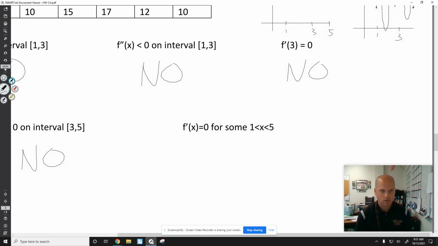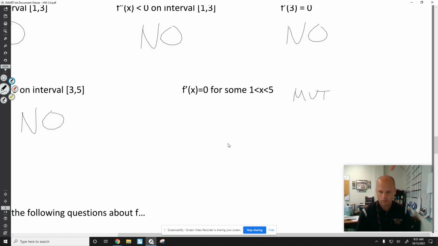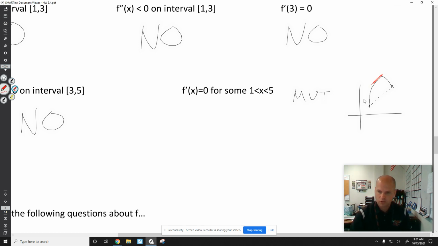You guys know the mean value theorem? This is a nice little review of lesson one, and this is getting ready for your test questions. The mean value theorem said if your function is differentiable and it has 2 points, you must have a location where your tangent slope is parallel to or equal to your secant slope.